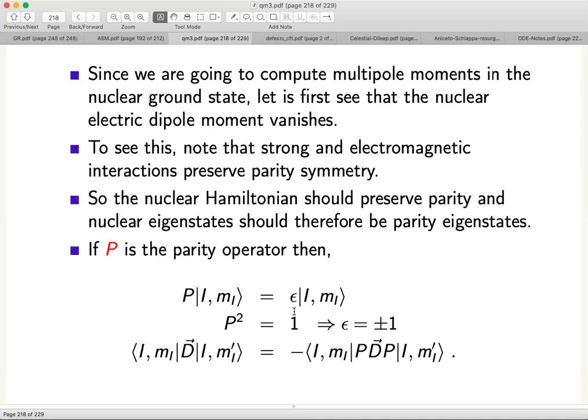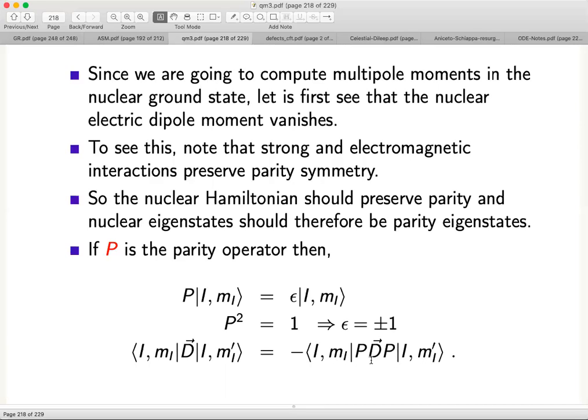Okay. On the other hand, the dipole, by virtue of having r vectors, in this particular case r prime vector, sitting inside it, is odd under parity transformation. Okay, so therefore P times d vector times P is actually minus d vector. Okay, so therefore if you compute this matrix element, it is the same as minus times this matrix element.